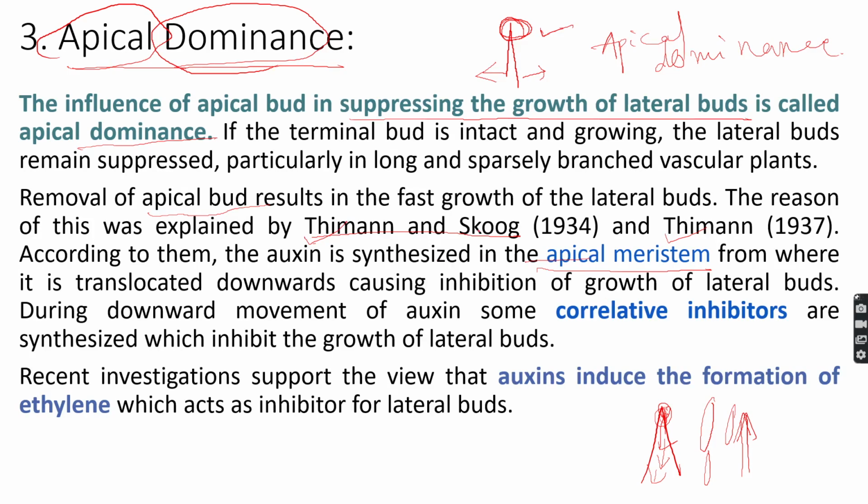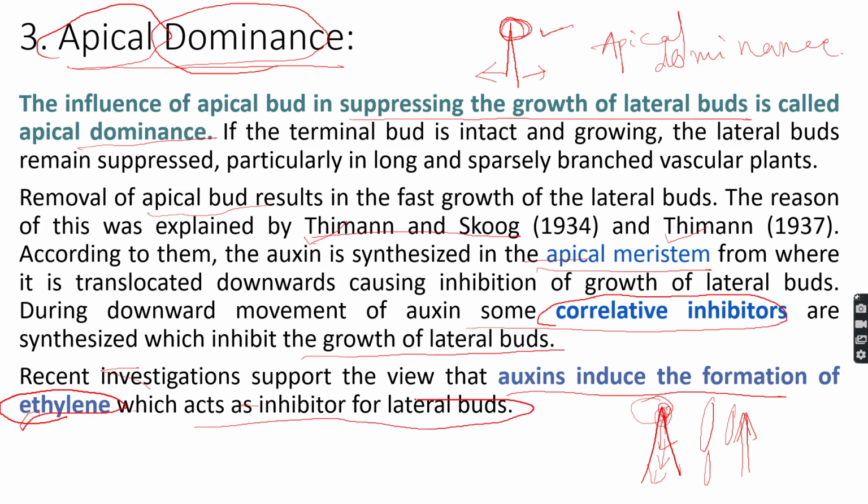So according to them, auxin is synthesized in the apical meristem, from where it is translocated downward, causing inhibition of growth of the lateral buds. Whenever it is going downward, there are some collaborative inhibitors which are inhibiting lateral bud growth. That is why apical dominance is happening. Recent investigations support the view that auxin induces the formation of ethylene. This is very important. Auxin is enhancing the biosynthesis of ethylene, which acts as an inhibitor for the lateral bud.